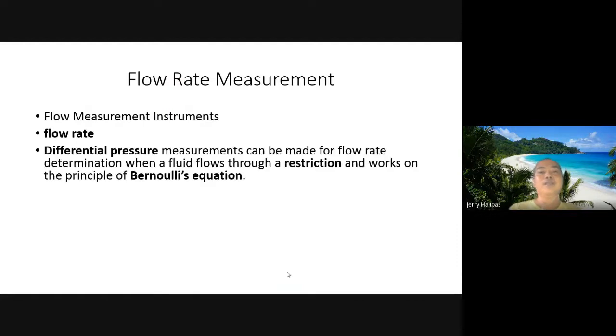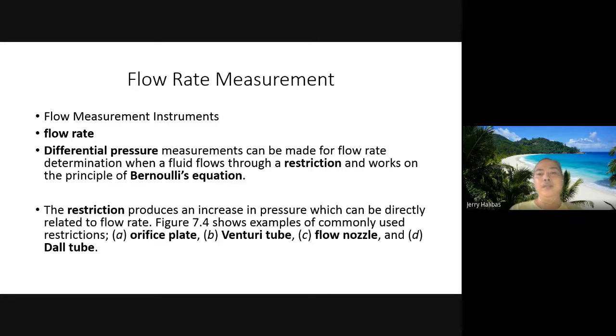Okay, so let's proceed to the indirect type, which is the differential pressure. Measurements can be made for flow rate determination when the fluid flows through a restriction, and it works on the principle of Bernoulli's equation. So these restrictions could be an orifice plate, a venturi tube, a flow nozzle, and a Dall tube.